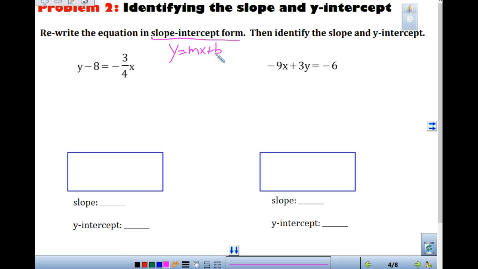So what do you think we should do? Ava, what do you think? Can you say that one more time? You're close. What else do you think? Ellie, would you add 8 to get y by itself?